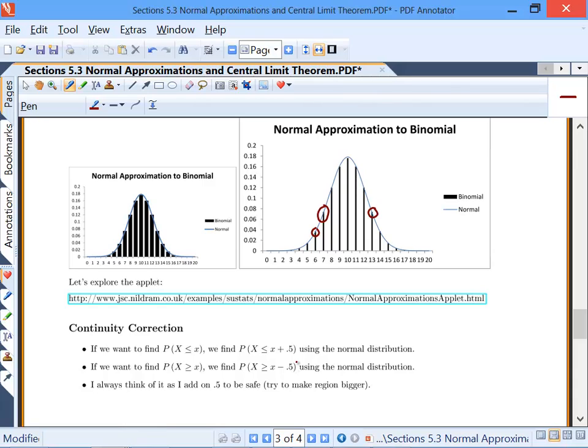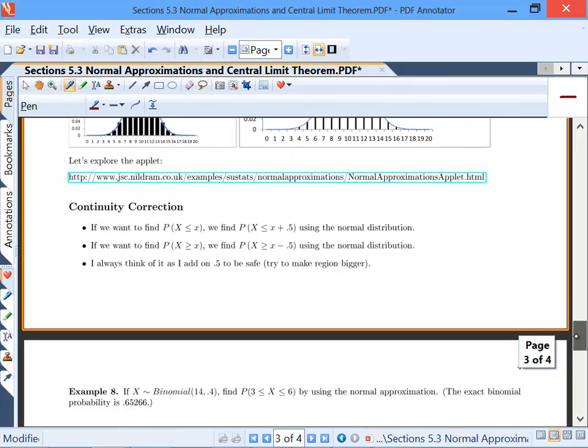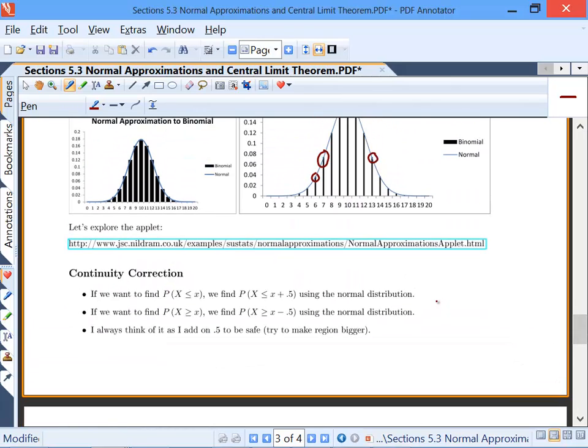I always think of it as adding on the 0.5 to be safe, to try and make my region bigger. So if I was looking for the probability, here's my 7. If I want the probability that x is less than or equal to 7, to make my region bigger, I would go to 7.5. But if I wanted the area greater than or equal to 7, to make my region bigger, I'd go to 6.5. So you just always add on the 0.5 in the direction that will make your region bigger.